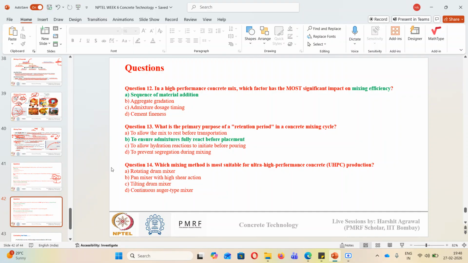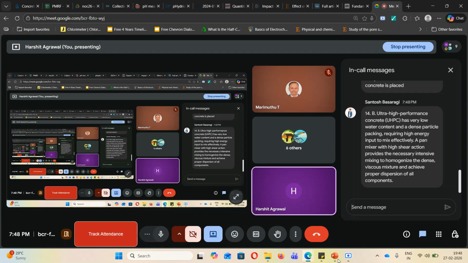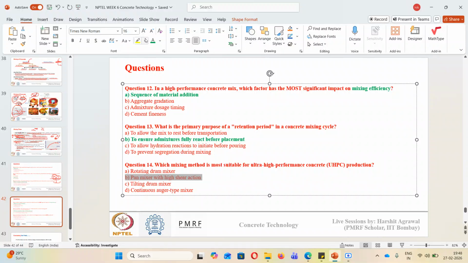Question number 14. Which mixing method is more suitable for ultra high performance concrete? Drum mixer or a pan mixer? Which is more suitable? Yes, the correct answer is B.